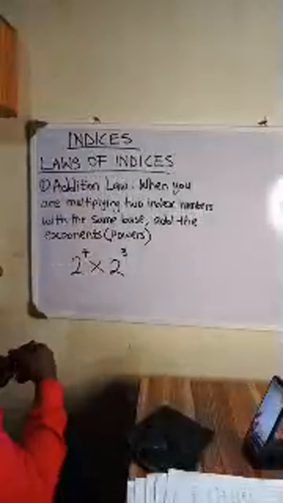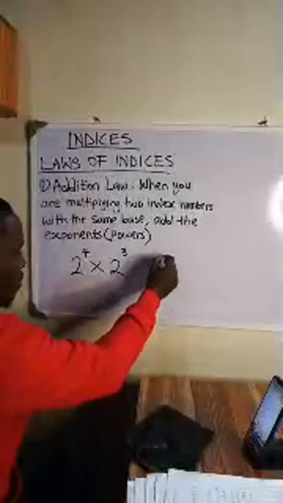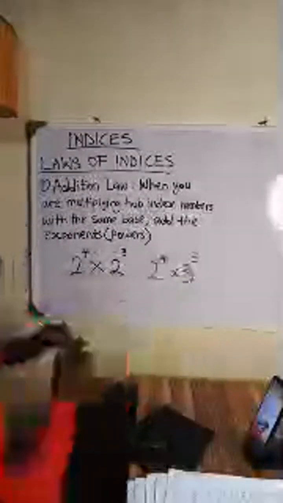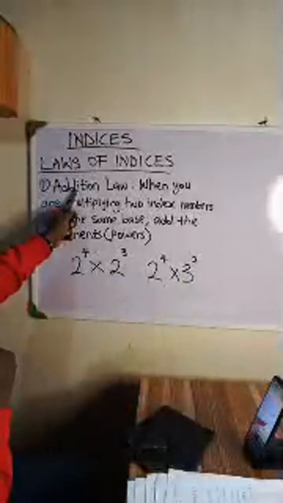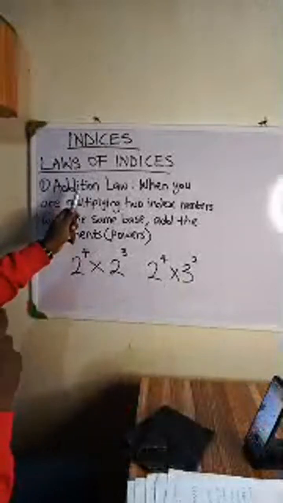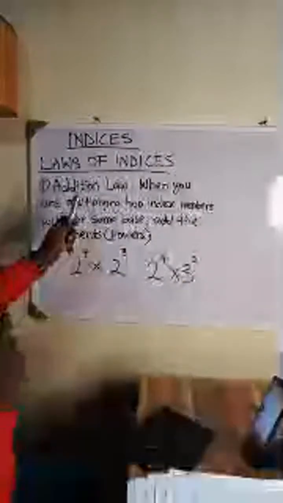But if we have something in this form, 2 to the power of 4 times 3 to the power of 2, for example, we cannot apply this law. Why can't we apply this law?